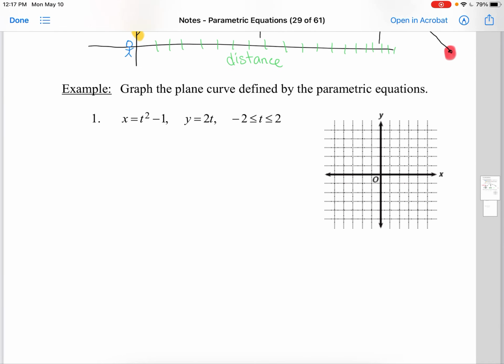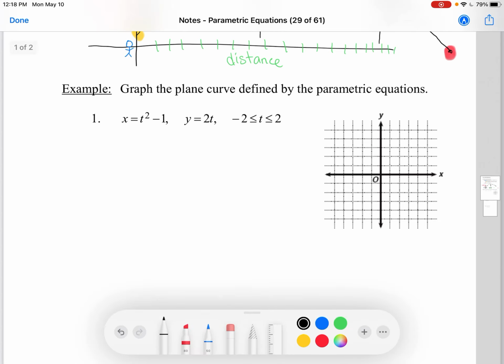So what we have in front of us are two parametric equations. We've got x equals t squared minus 1 and y equals 2t. What we're going to do is try to figure out what that graph really is. I give you restrictions, or intervals, for the variable t. At the end there, I tell you that t needs to be between -2 and +2. Those are the only intervals t is allowed to take.